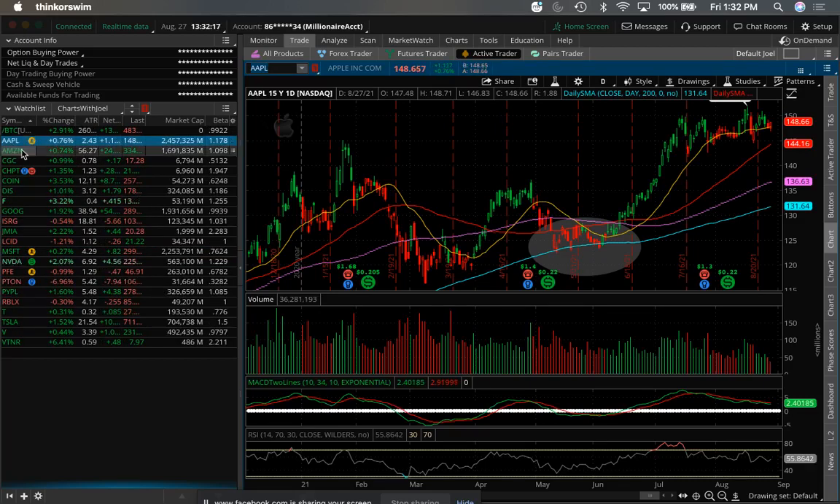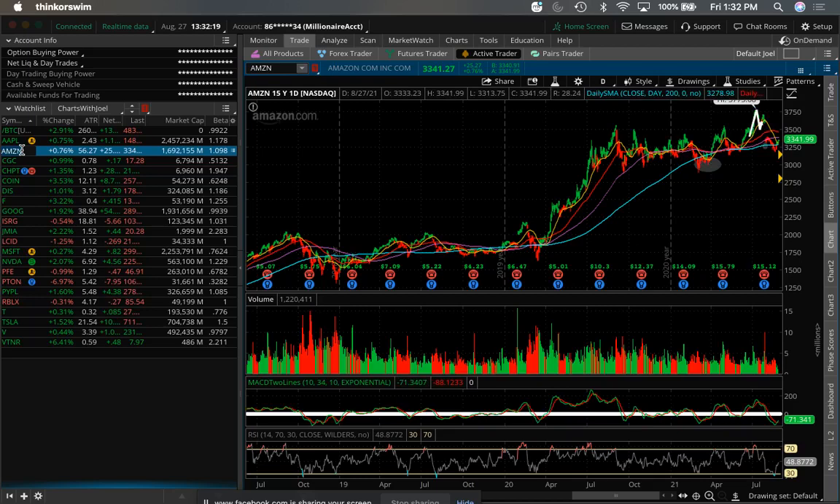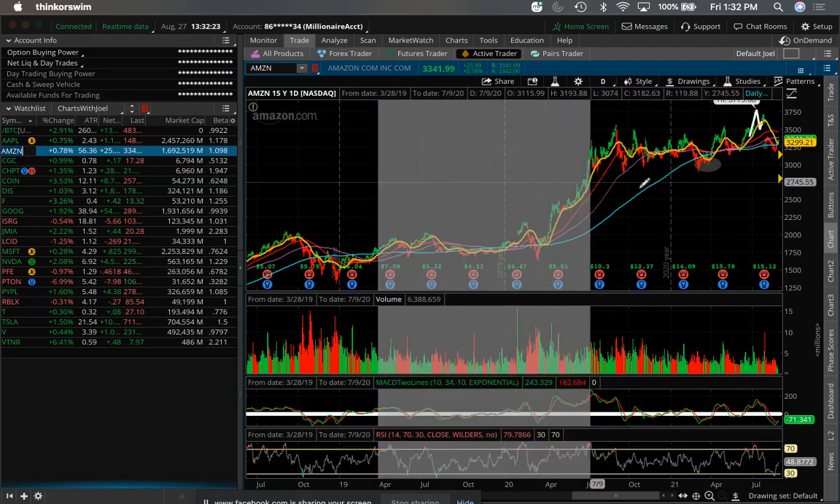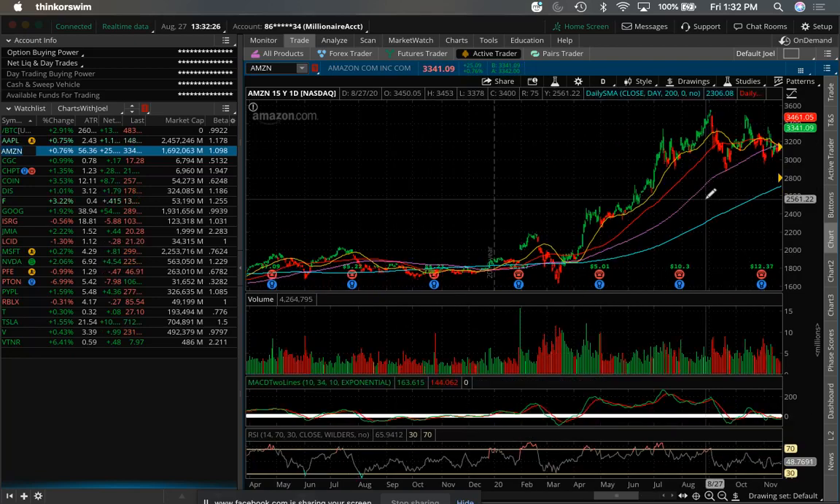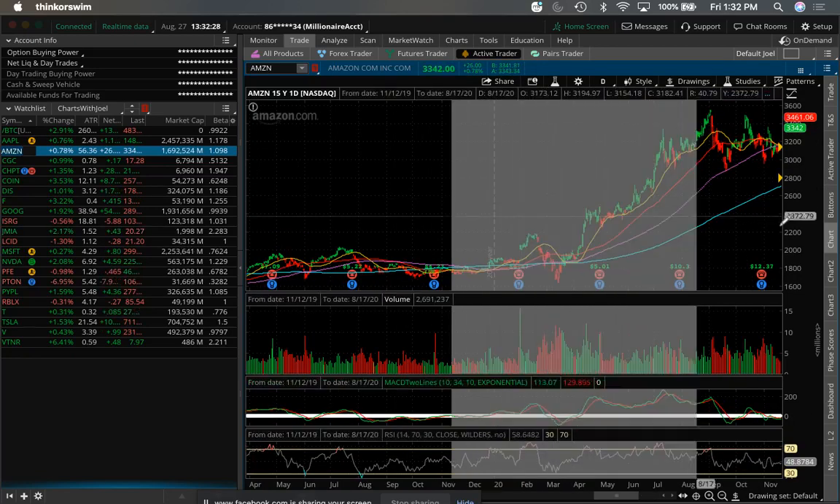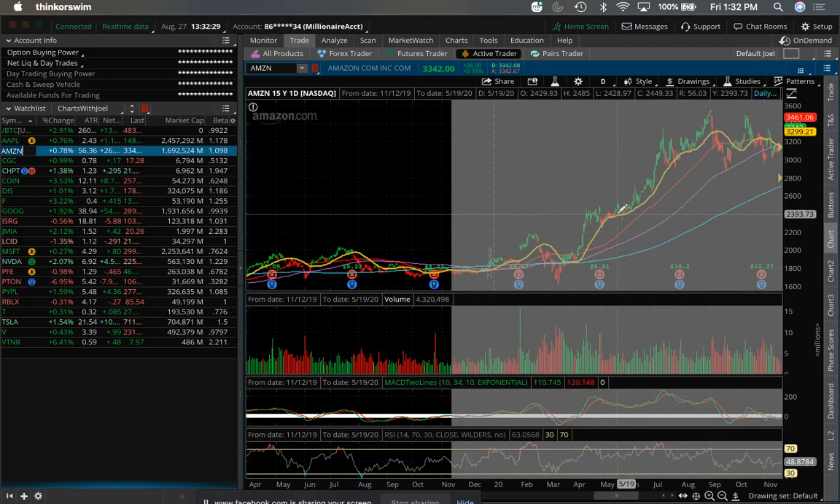Let's look at Amazon. Okay? Amazon. What is Amazon doing? Well, let's look at the averages. And I'll explain the MACD and the RSI at the bottom as well.